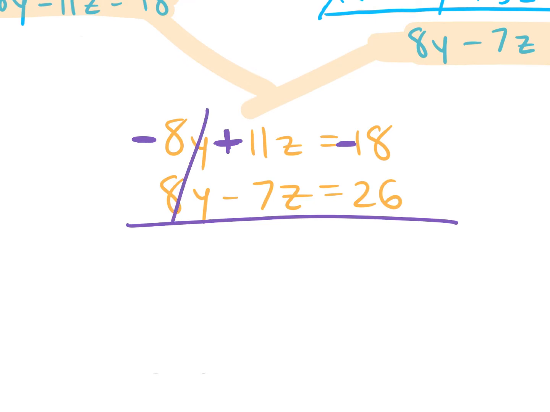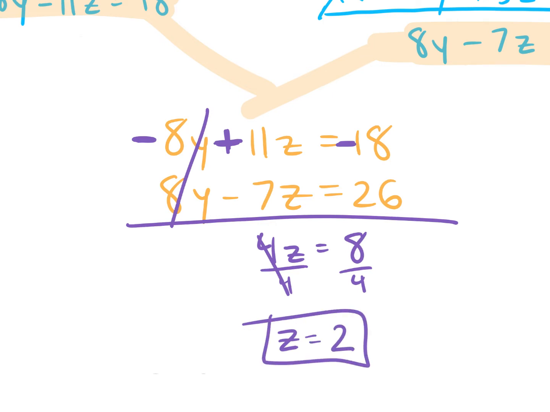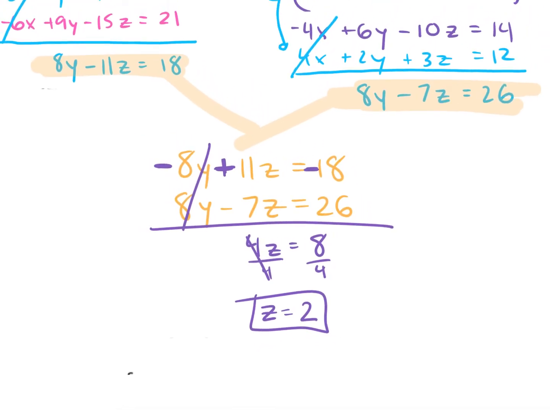All right, so now my y's cancel. 11z minus 7z would be 4z. And negative 18 plus 26 is what? 8. And then what's the last step? Divide both sides by 4. So we get z is equal to 2. Perfect. So that's one of our answers. So here we have x, y, and z, so I'm going to have 3 answers.